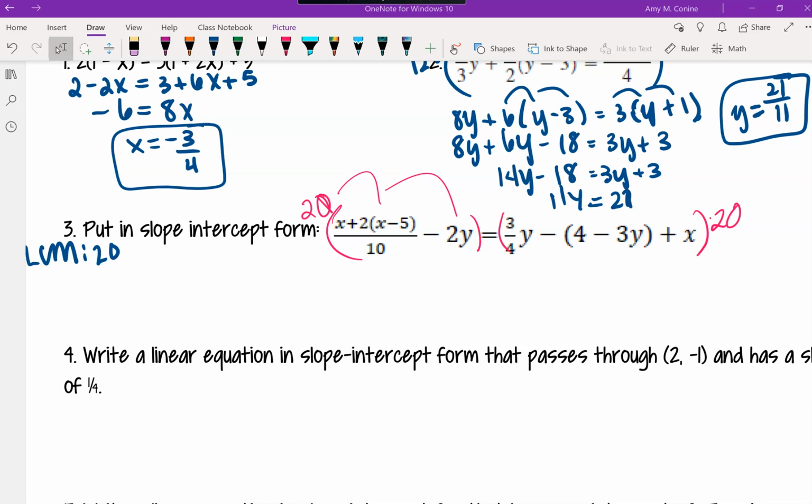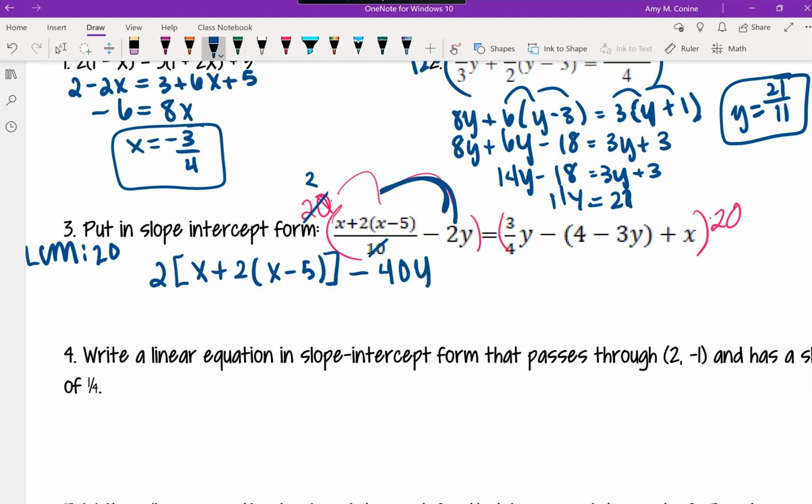So like for this first fraction, you have 20 times x plus 2 times x minus 5 all over 10. You're going to reduce because you can cancel the 20 with the 10. You're left with 2, so you would have 2 times x plus 2 times x minus 5. That would be what's left. You wouldn't have anything in the bottom. And then you would have a minus 40 when you do the 20 times the minus 2y.